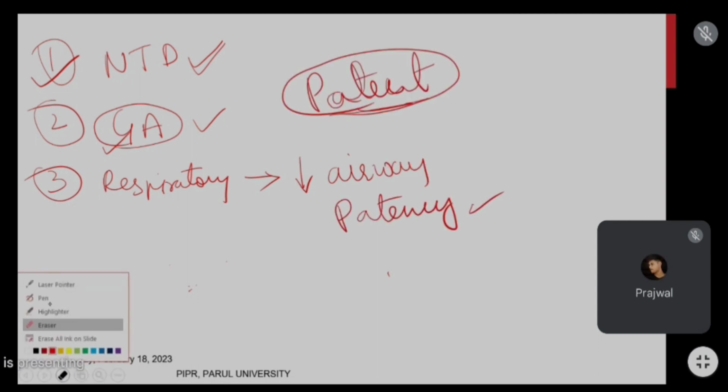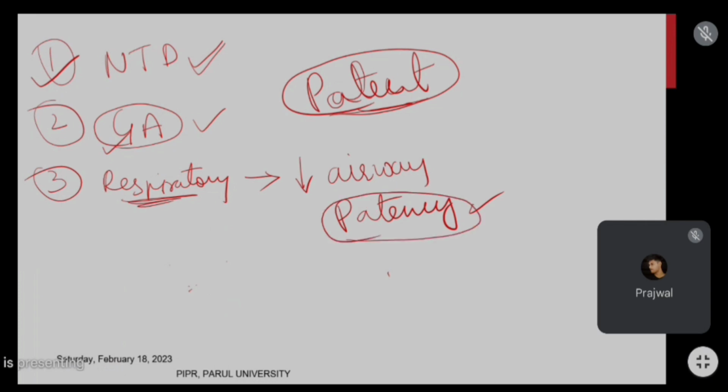And the third important general principle of general anesthesia is, in the respiratory system, general anesthetics will decrease airway patency. That means they will decrease the passage of the airway. They will decrease the patency. The respiratory system should always be open.